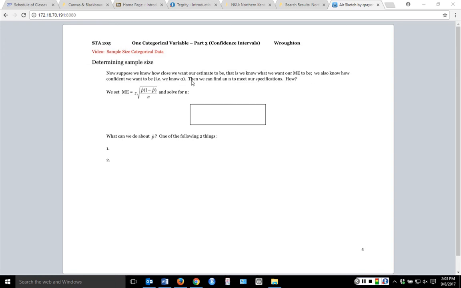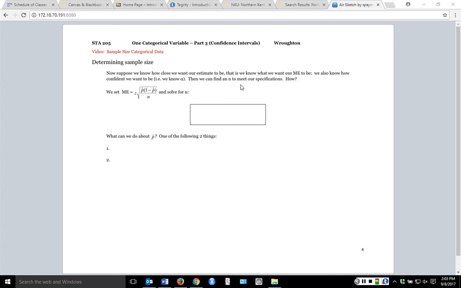The other thing I need to know is how confident you want to be. So I need you to tell me up front, do you want to be 95% confident, or are you okay with only being 90% confident? So I need to know that number. So then I can actually find my sample size to meet those specifications. So if you tell me your margin of error, you tell me how confident you want to be, I can tell you how big of a sample you need to collect to make those things hold true.